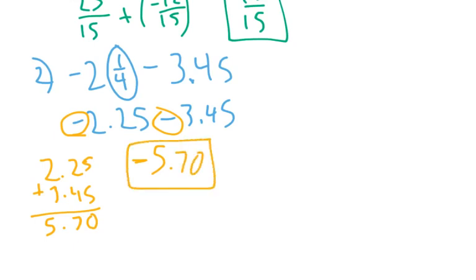So that is in a nutshell how to add and subtract rational numbers, assuming you know how to handle fractions and decimals. But it's a combination of those rules plus the rules you use for positive and negative numbers. Good luck with your homework and practice, and let me know if you have any questions.